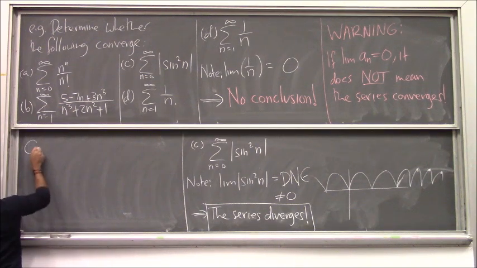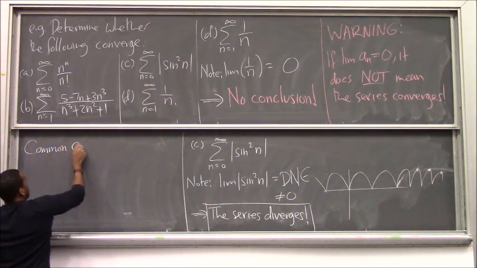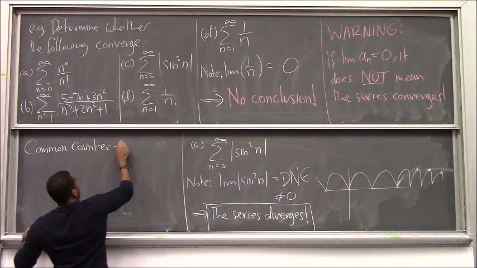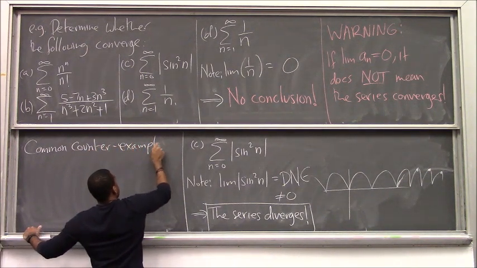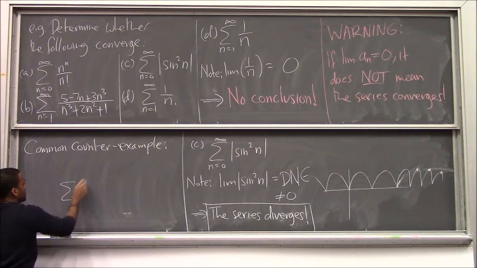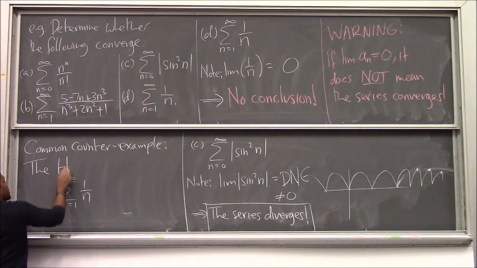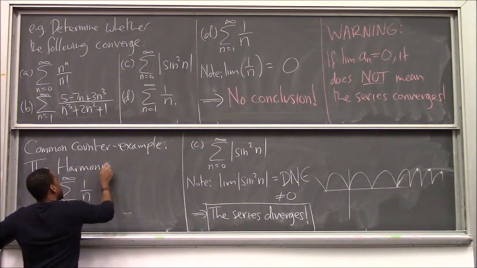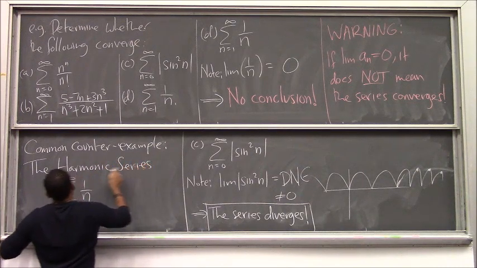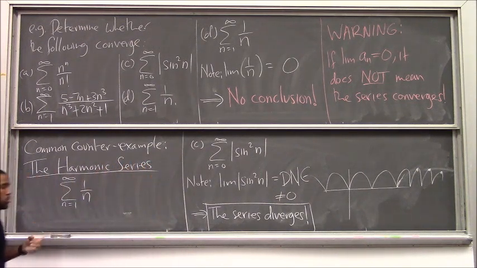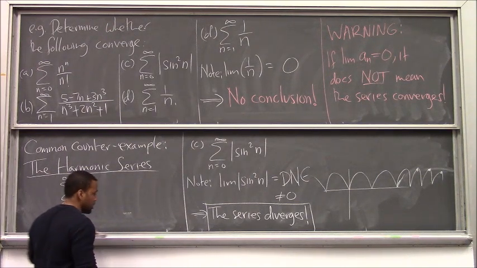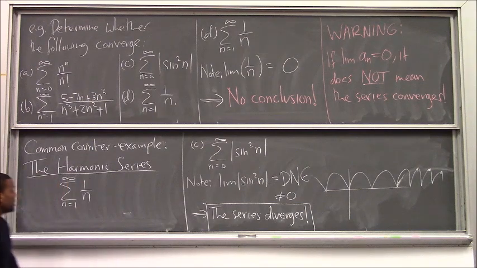So, a common counterexample here is the series 1 over n, n goes from 1 to infinity. It is called the harmonic series. It is a p-series where p equals 1. We'll talk about p-series later. We probably won't get to it in this class, but maybe next class, whatever that looks like. So, this particular series is called a harmonic series.